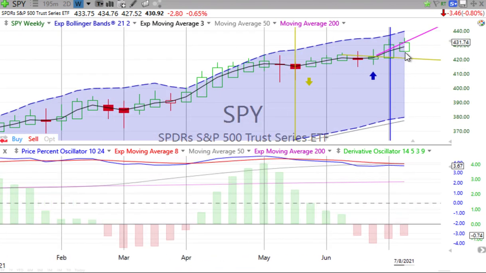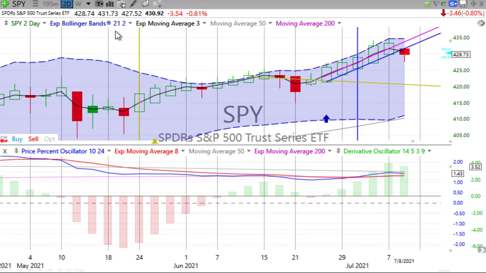What do we see this week? Well, we still have an up candle that's forming. Looks like we're probably not going to have a weekly vertical crossover with the down move on the day. Derivative oscillator still negative, losing downward momentum. Price percent oscillator might be a little less than flat. Might be heading down a little bit.